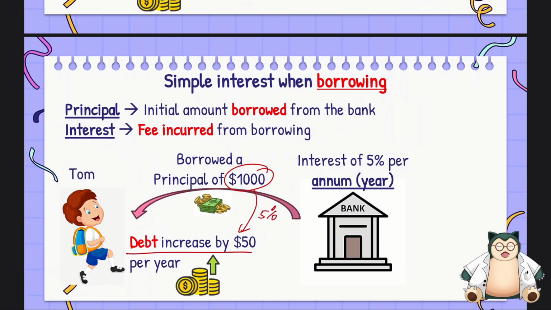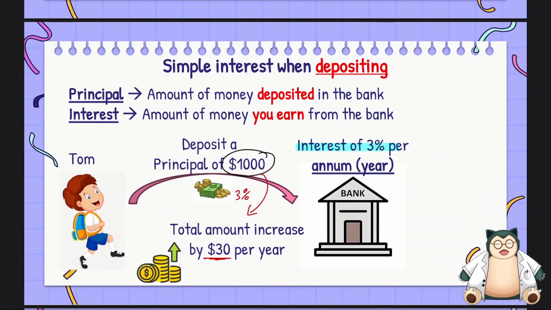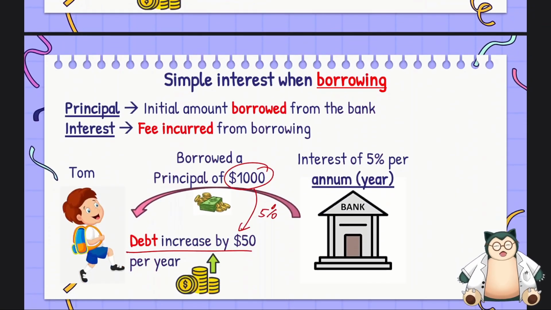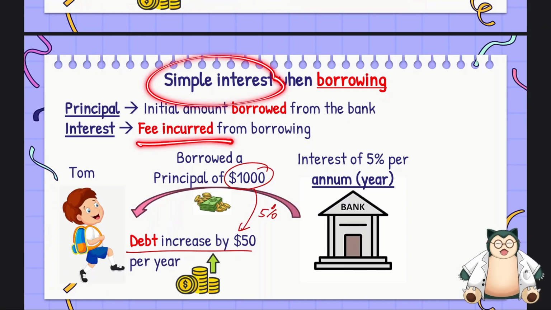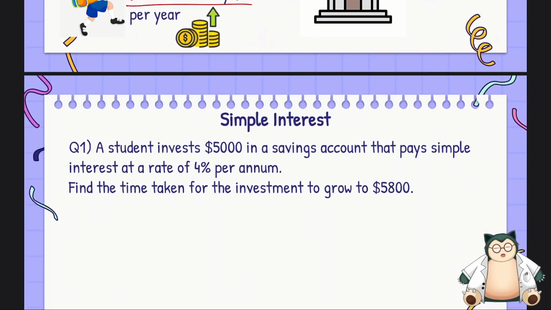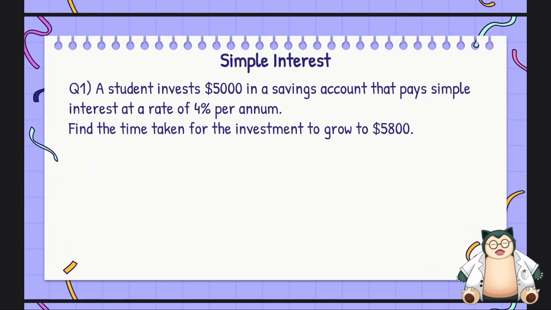To summarize, simple interest is the amount of money you earn when you deposit money in the bank. However, simple interest can also be the fee incurred when you're borrowing money from the bank. So it depends on the context of the question. Let's look at some examples.